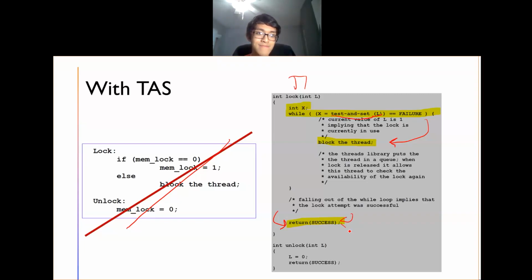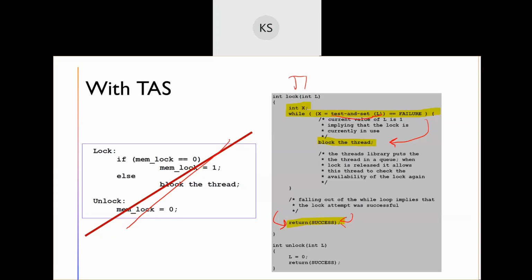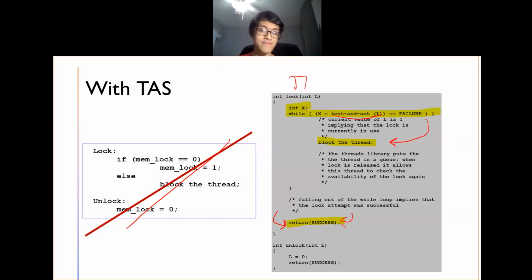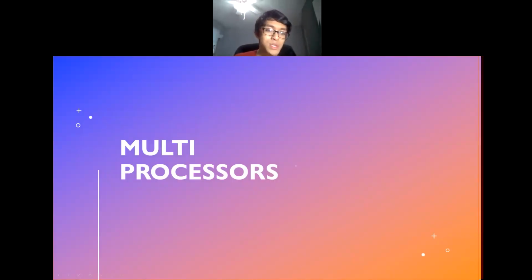Does that help, Karthik? Yeah, I think that kind of helps. So what that means is for the loop to get out, the thread that's holding onto the lock has to explicitly say, I want to unlock it, or I want to give it up, right? Yep. Okay. Cool. All right. Now, multiprocessors.